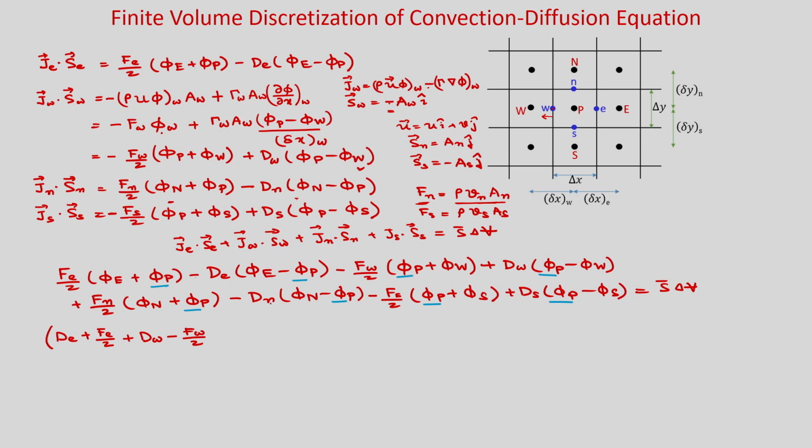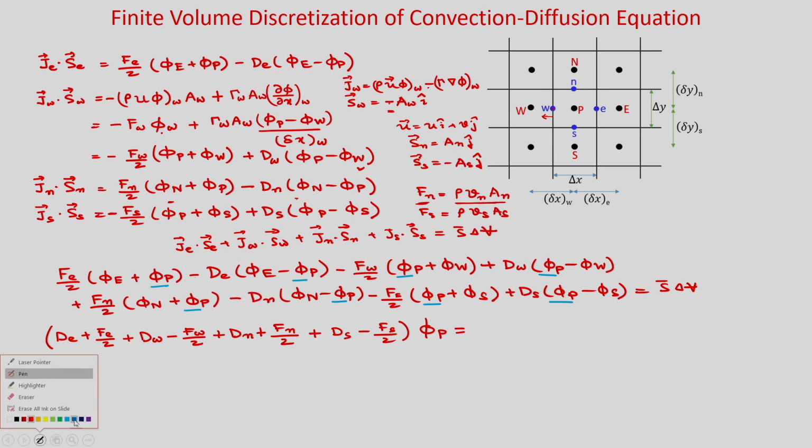For the north face you can see, minus minus plus, so it will be d n plus f n by 2. For south, it will be phi p, so it will be d s and it will be minus f s by 2. Okay. So, these are the coefficients of phi p. So, this is your diagonal coefficient. Equal to, now the other terms you take on the right hand side.